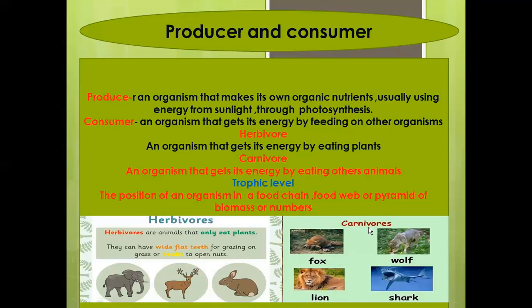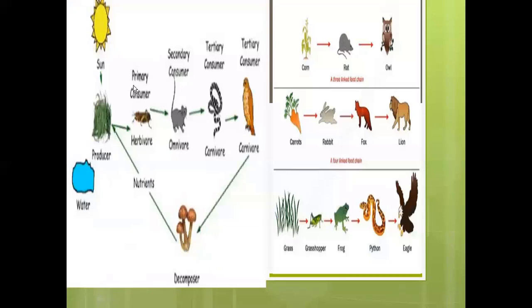Herbivores and also carnivores. Herbivores, you can say, are animals that only eat plants, such as the pictures below. And on the right side, check this figure below: carnivores, such as fox, wolf, shark, lion. All these animals only eat other animals. So these are the kinds of consumer, and check this figure, consumer and producer.